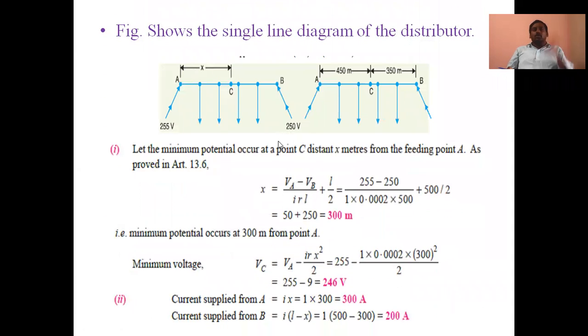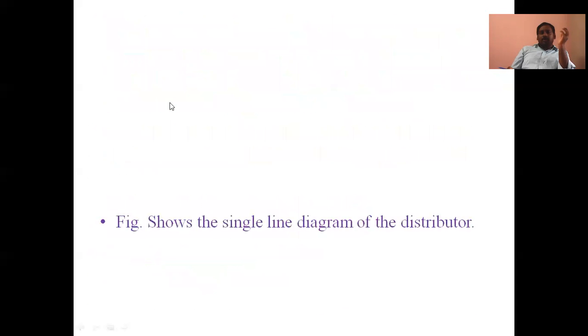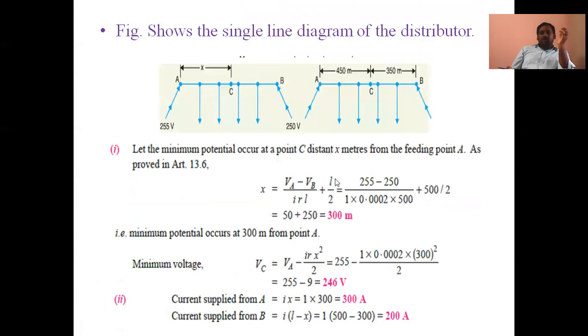So then we will apply our expression simply. The minimum potential occurs at, we will determine the common potential, that means the minimum potential point. So X is equal to (VA minus VB) by (I into R) plus L by 2. VA is 255, VB is 250. I is given as uniform load, 1 ampere per meter.